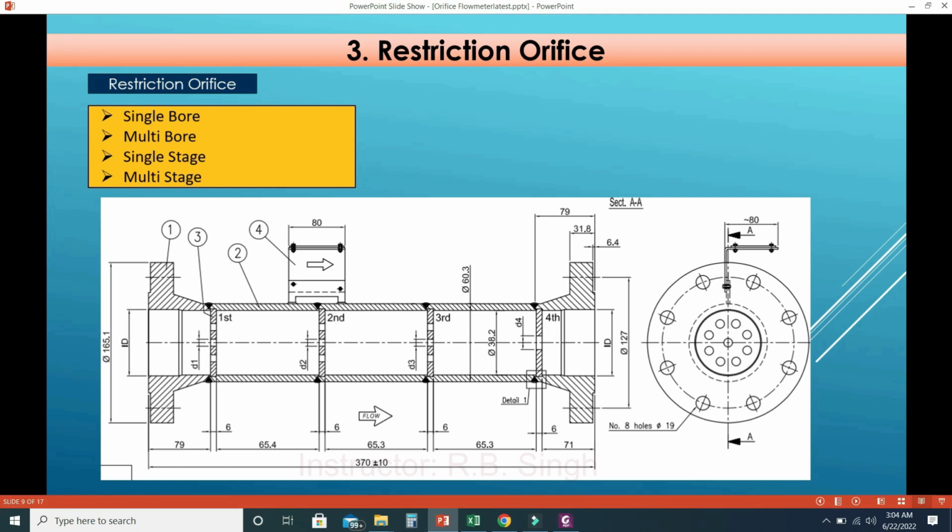And these are the flanges that will be connected with the piping flange. The gasket between this and the piping flange, as well as the nuts, bolts and studs, will be purchased by the piping department. We have to purchase this complete assembly. So this is called a restriction orifice.